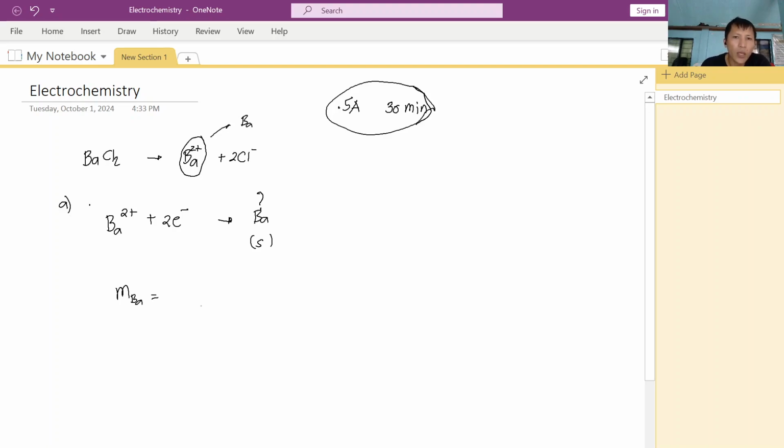So we will go back. What is an ampere in terms of coulomb per second?